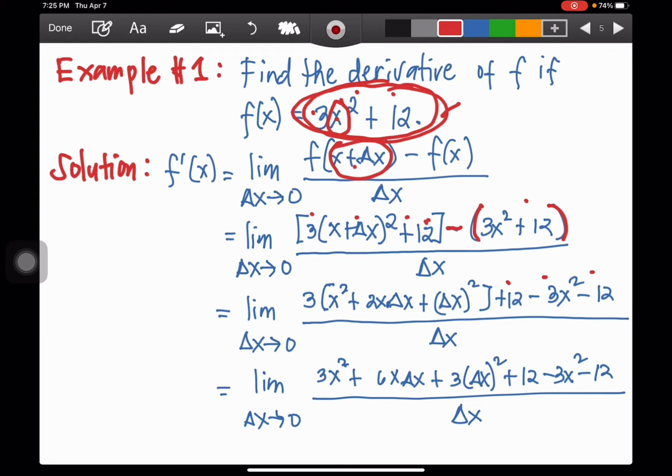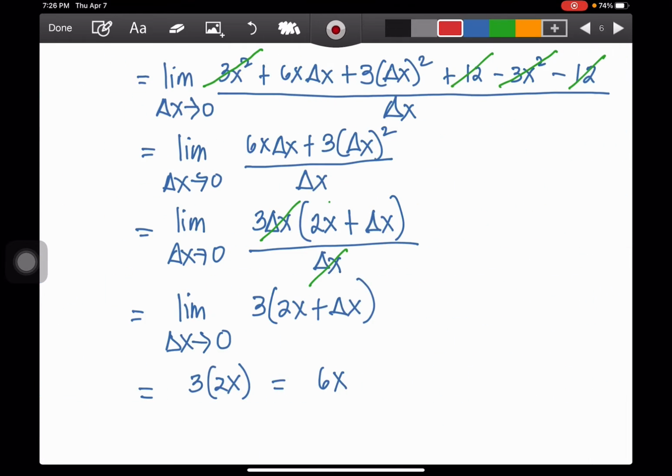Then you distribute your 3 to the terms inside the bracket. So you have 3 times x squared is 3x squared. 3 times 2x delta x is 6x delta x. And 3 times the square of delta x is 3 delta x squared, plus 12 minus 3x squared minus 12, all over delta x as delta x approaches 0.